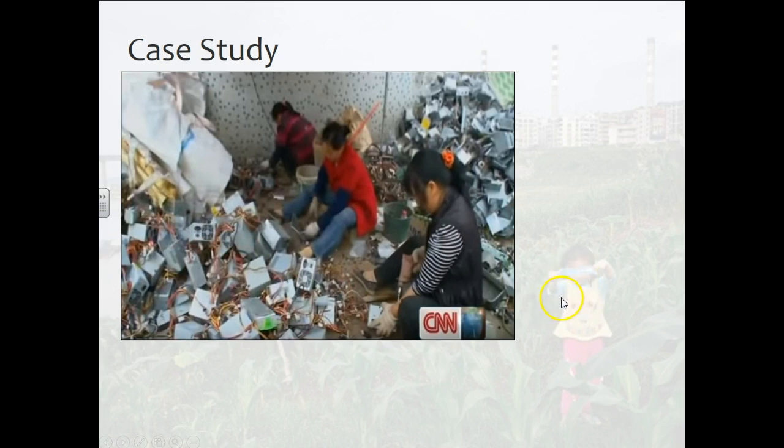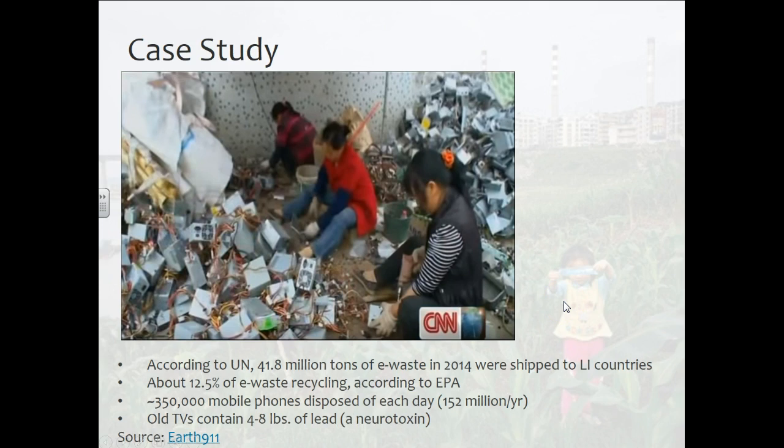And so this is something called electronic waste. E-waste is a really important phenomenon. According to the United Nations, about 42 million tons of e-waste. So e-waste is a pretty good image. This is a snapshot from the video itself.